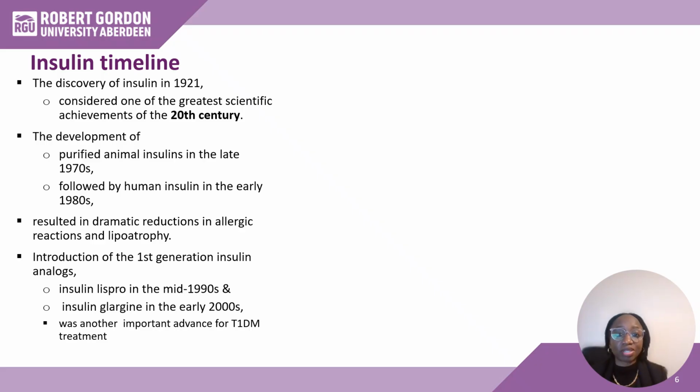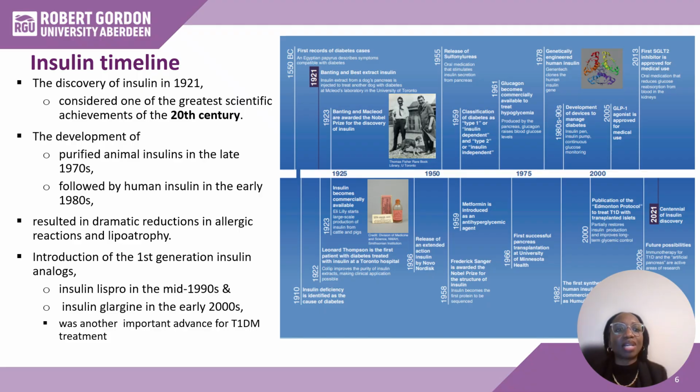This resulted in a dramatic reduction in allergic reactions and lipoatrophy of the injection site. Introduction of the first generation insulin analogs, such as insulin lispro, occurred in the mid-1990s, and something like insulin glargine in the early 2000s. These both were another important advancement for the treatment of type 1 diabetes. So here's the timeline of how this all happened. I thought I'll include it here for completion.